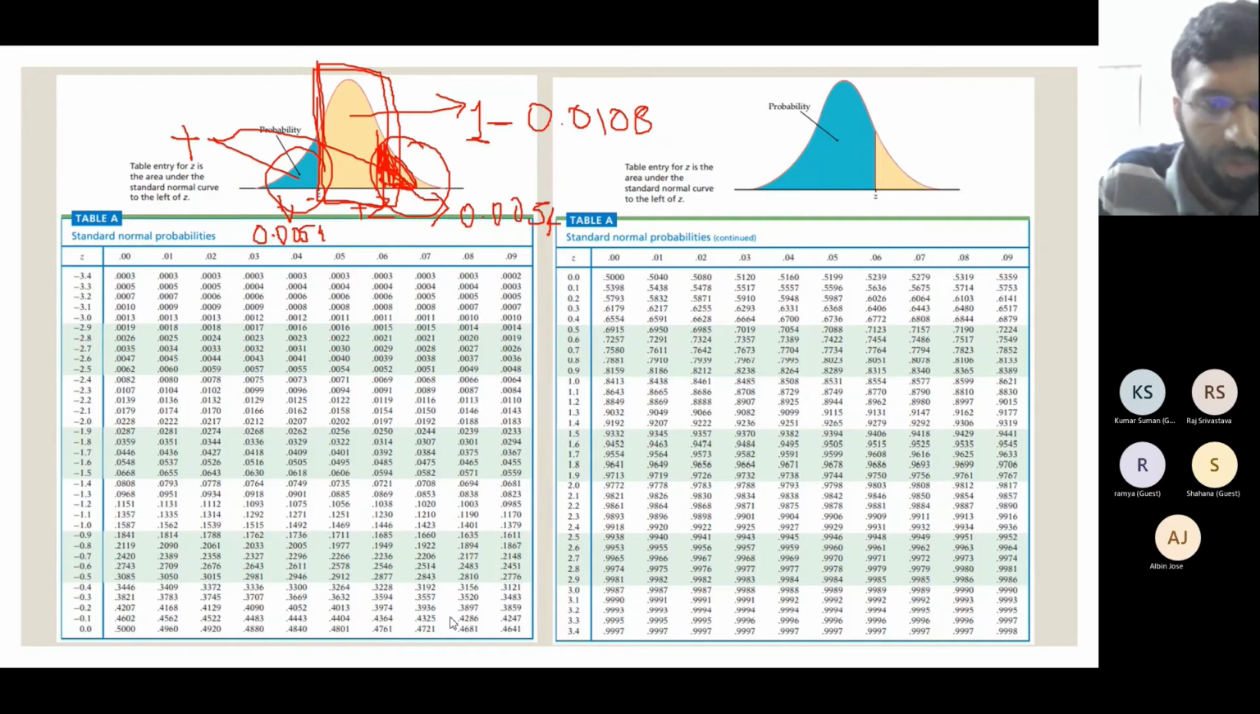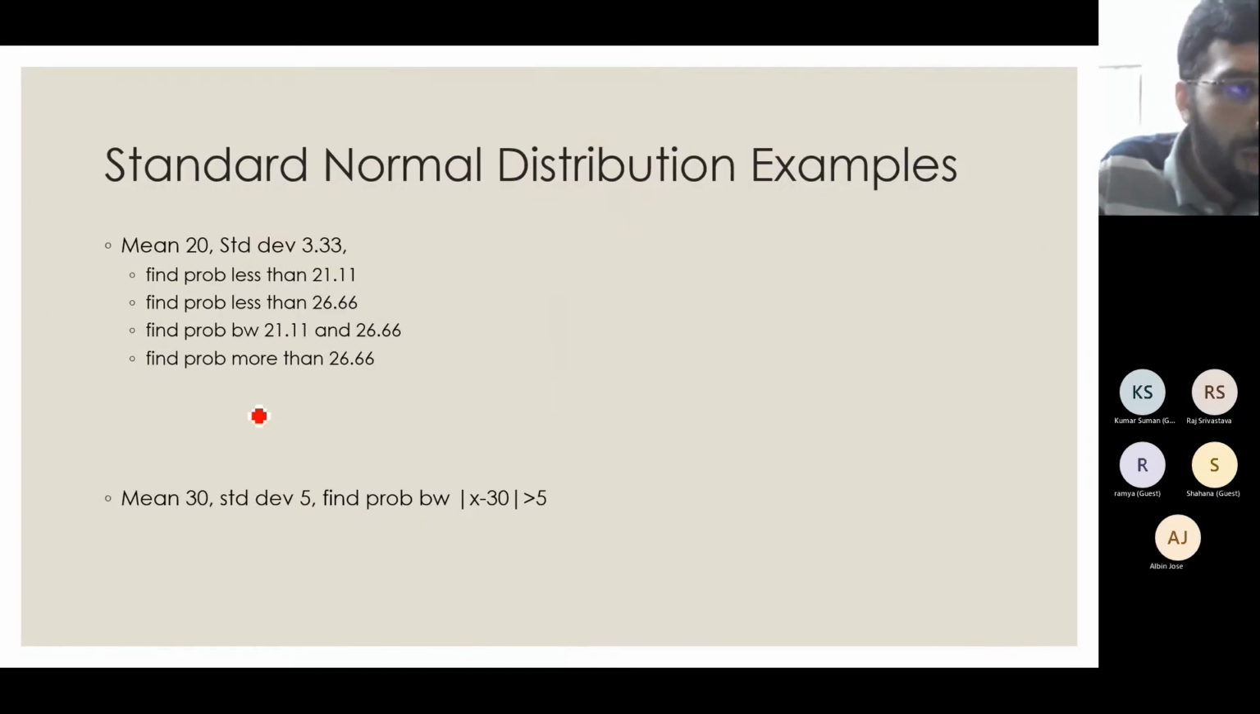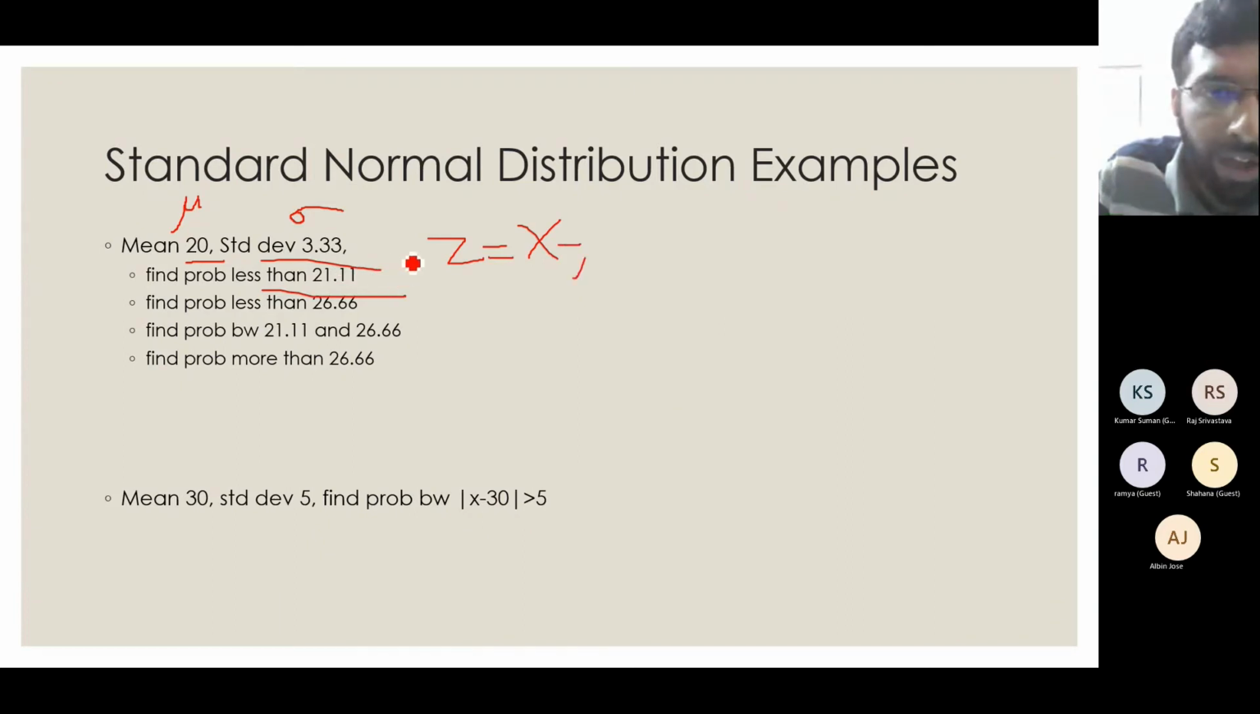Suppose you tell me how you will approach the following problems. I have a mean of 20, so that will be my mu. I have a standard deviation of 3.33, so that will be my sigma. I will go through 2-3 examples. Suppose I want to find the probability of less than 21.11. First I have to do Z equal to x minus mu by sigma, right?